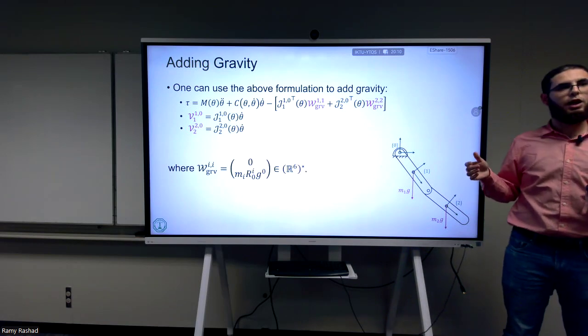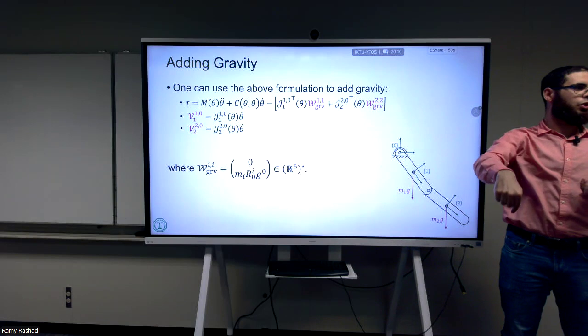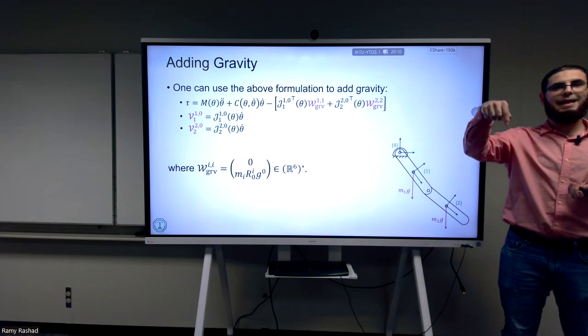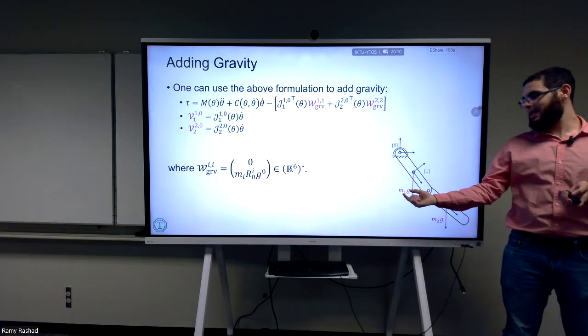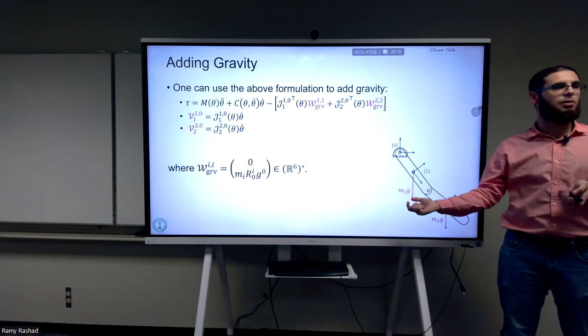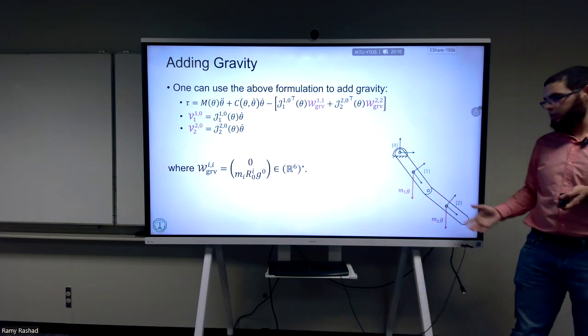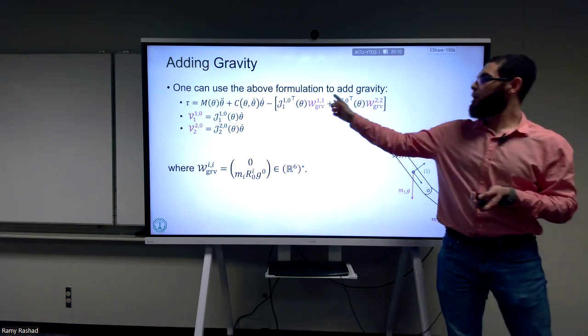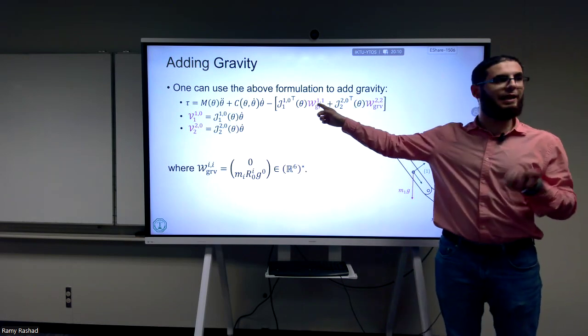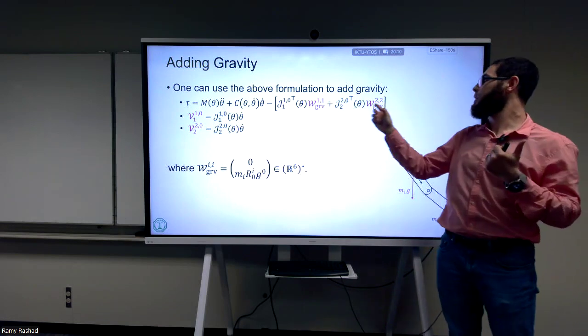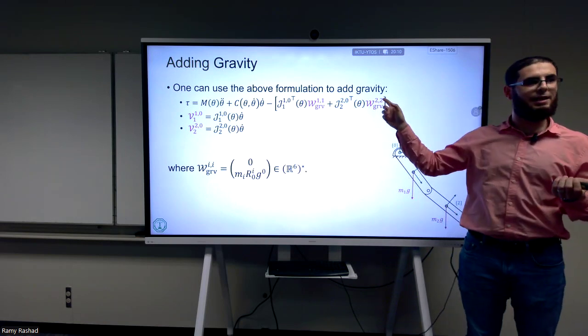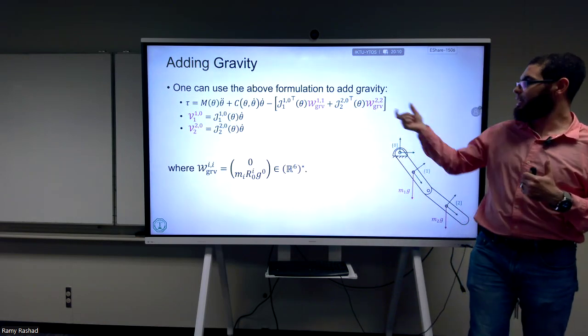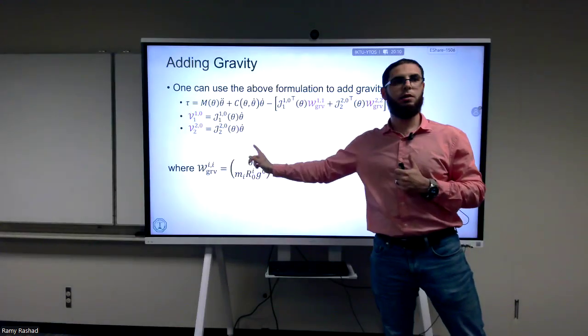What does gravity look like? It's just a force downwards that has an mg. So it has the mass of the link multiplied by some gravitational constant. Here you see, I have the gravity acting on the first link expressed in the first frame, the gravity acting on the second link expressed in the second frame, and so on and so forth. And each one of these expressions is given by this term.